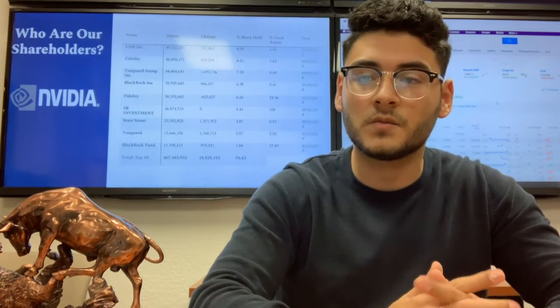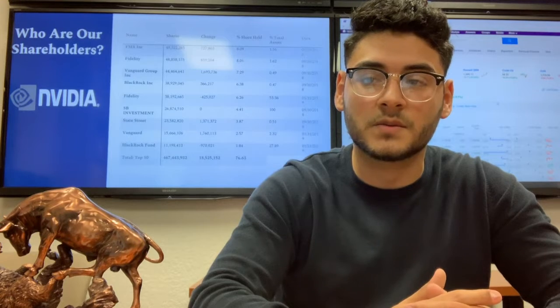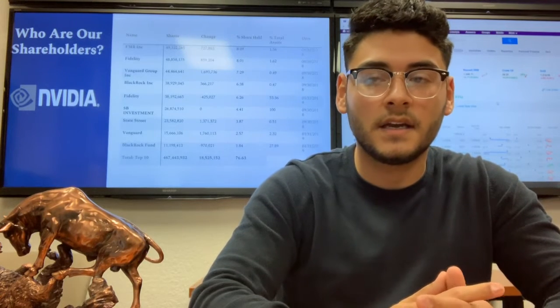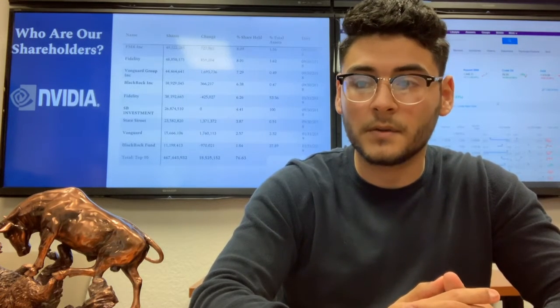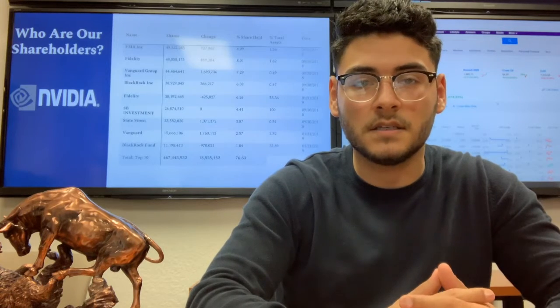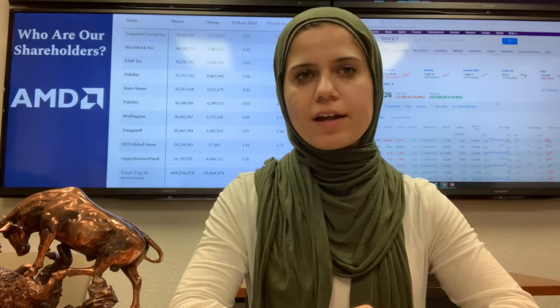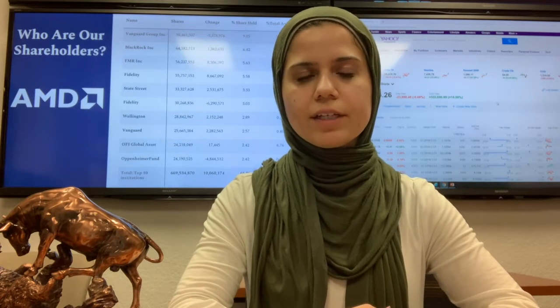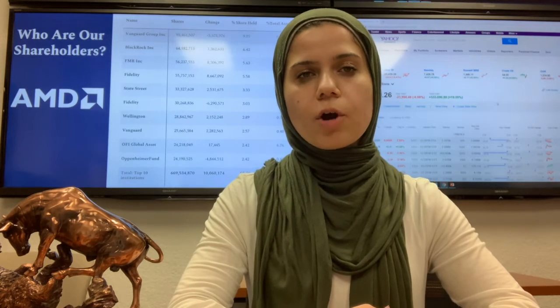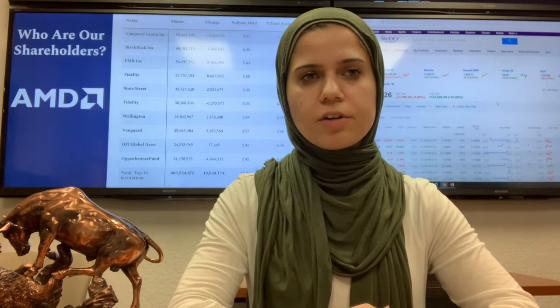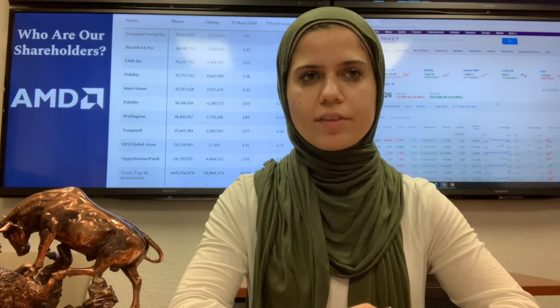The largest shareholder is currently Fidelity's Management and Research Division with 8.09% of total shares outstanding. The top 10 institutions hold a vast majority of total shares with 76.63%, leading us to believe that NVIDIA is popular among mutual funds and ETFs. In regard to AMD, the number one shareholder is Vanguard, which owns about 10% of the shares outstanding, with the total of the top 10 shareholders owning about 67% of the company.